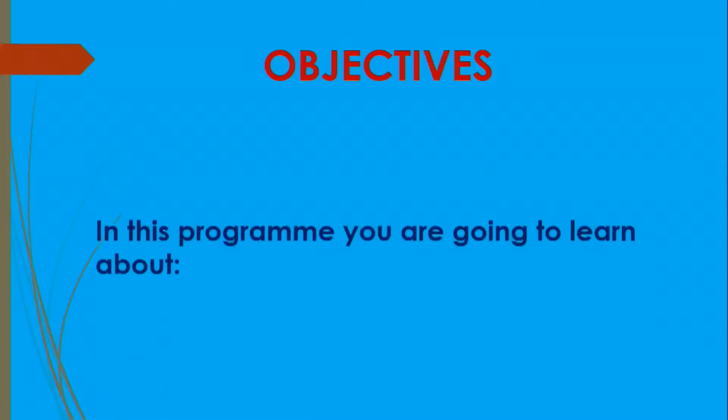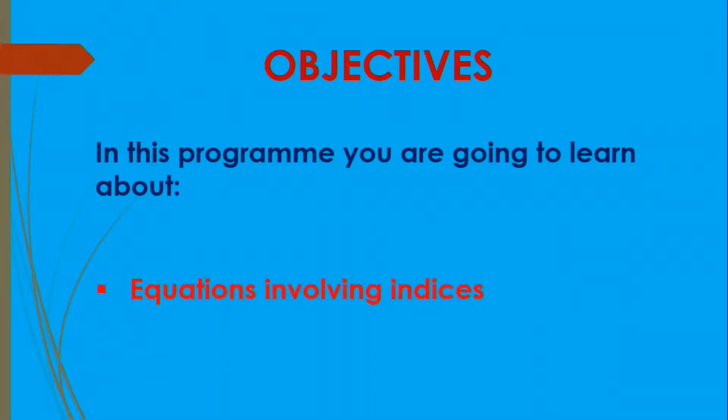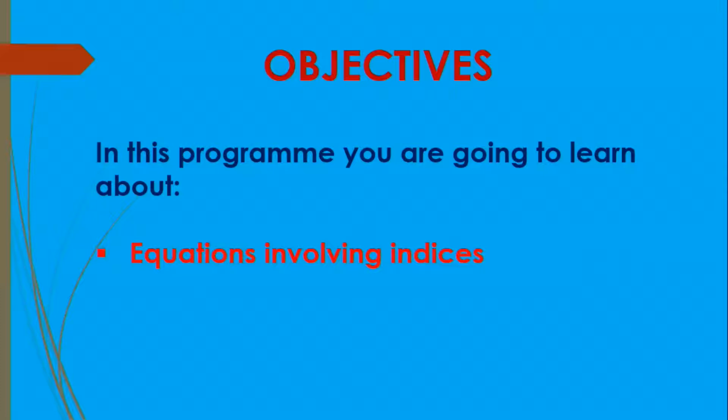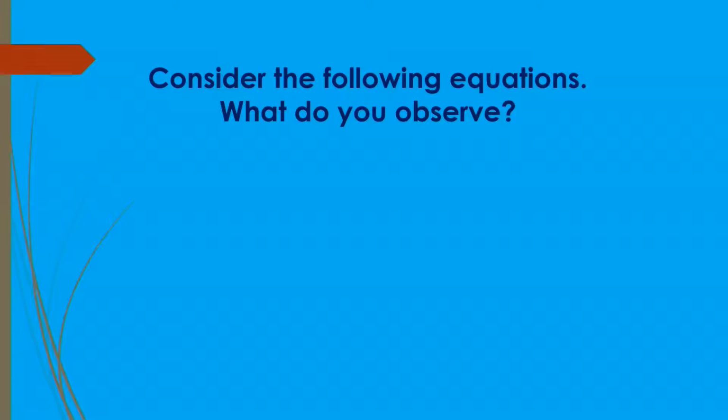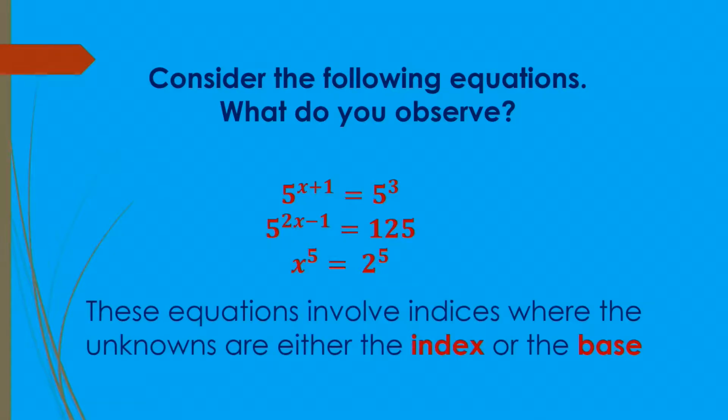In this program, you're going to learn about equations involving indices. Consider the following equations. 5 power x plus 1 equal to 5 power 3. 5 power 2x minus 1 equal to 125. x power 5 equal to 2 power 5. What do you observe? These equations involve indices where the unknowns are either the index or the base.